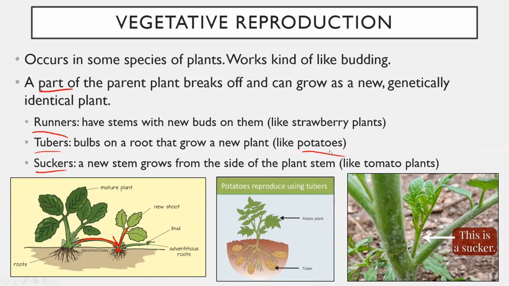Now, of course, before I move on, I want to really make it clear, not all plants do this, okay? It only occurs in some species of plants. And even in the plants that do this, they can also reproduce sexually. In other words, they can actually combine their genetic information with another plant. But we'll leave that for tomorrow as well.